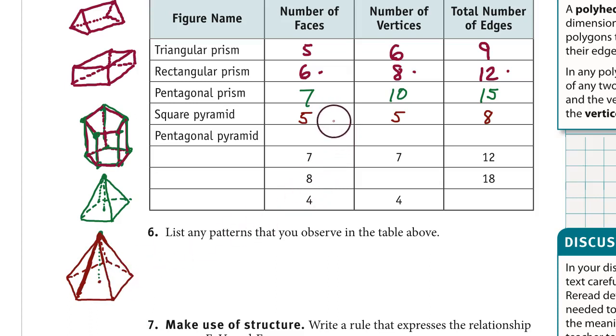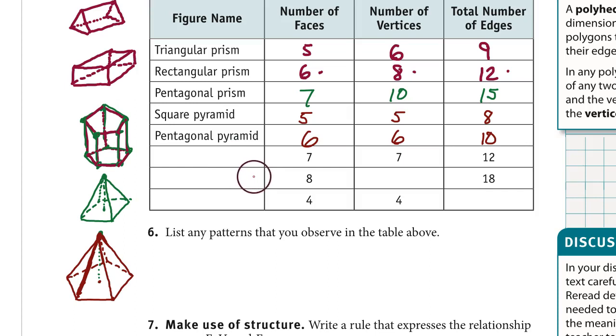This has 1 bottom face and then 5 triangle-shaped lateral faces, so 6 faces. This has 5 vertices around the bottom and 1 at the top for 6. And then it has 10 edges, 5 around the pentagon base, and then 5 that stretch upward to that top point. The next row of the table is missing the name. Is it a pyramid or a prism?